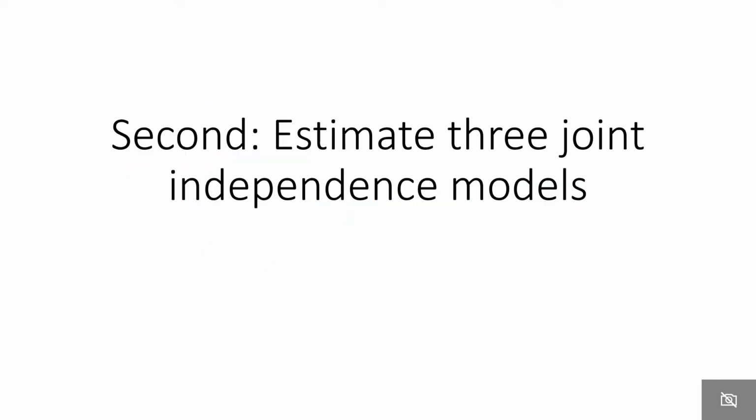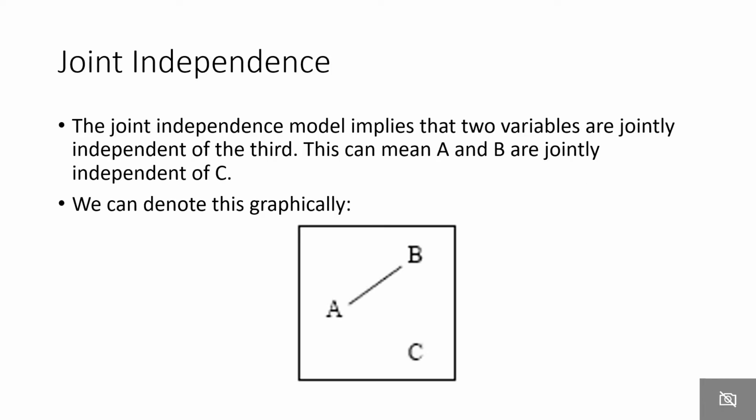The second thing we need to do is to estimate 3 joint independence models. What this model implies is that 2 variables are jointly independent of the third. This means that A and B are jointly independent of C. Using this in our example, that means MD and RN are jointly independent of complaints. And we can denote this model graphically like this.